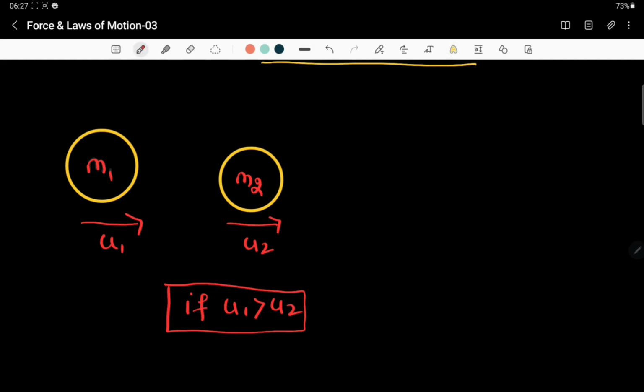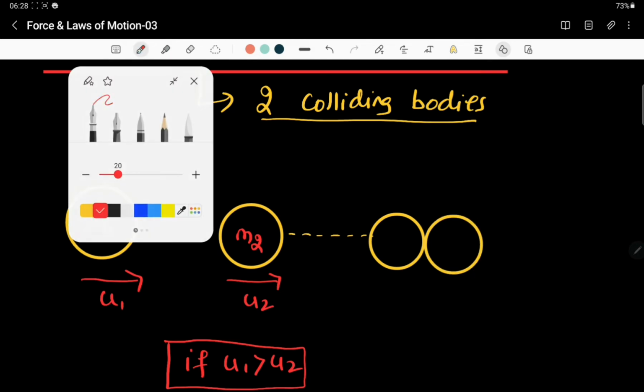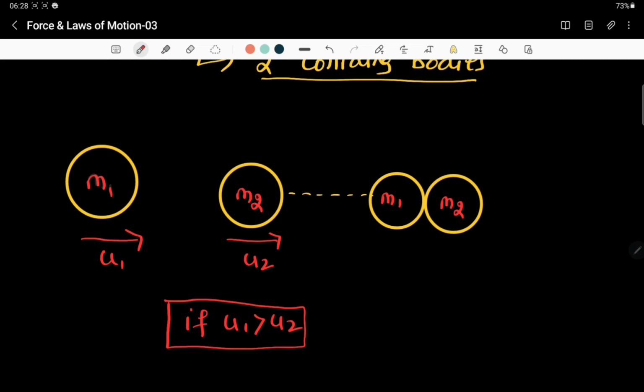So what will happen in some time? As time passes, they are going to collide with each other. The first body will collide with the second body. The mass is going to remain the same. There will be no change in the mass. The mass will be m1 only, and the mass will be m2 only.